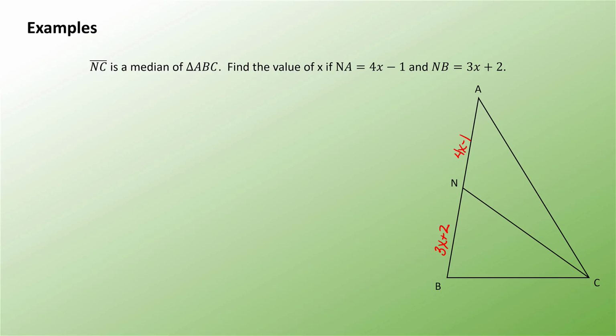Remember that NC is a median, which means that N is going to be my midpoint because C is the vertex. So if this is a midpoint, that means this top piece and this bottom piece are congruent. And we know that congruent means equal. I can take the expression for the top piece, NA, and set it equal to the expression for the bottom piece, NB. So there's the geometry. I'll go ahead and write in the algebra. So NA is 4x minus 1 equals NB, which is 3x plus 2.